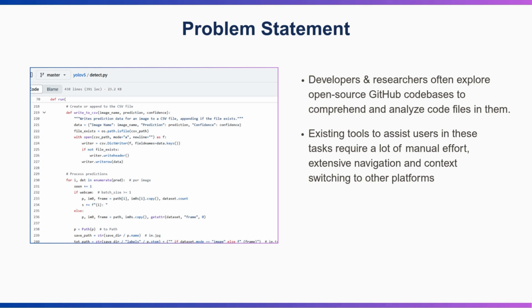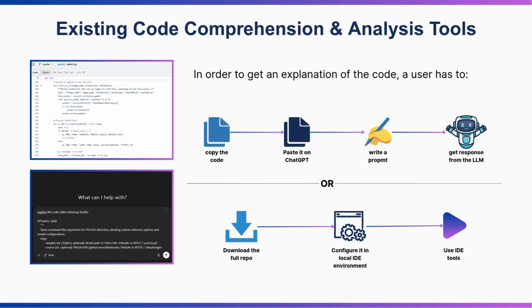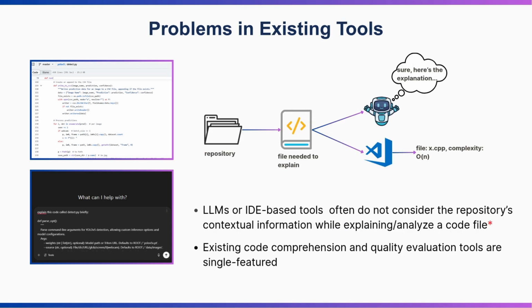To help with this, many turn to large language models such as ChatGPT or Gemini. Now, getting code explanations using LLMs sounds simple. Copy the code, write a prompt, and wait for a response. But doing this over and over, especially when working with multiple files, becomes tedious. IDE-based tools can help as well. However, they often require downloading the whole project and configuring it locally, which can be a hurdle.